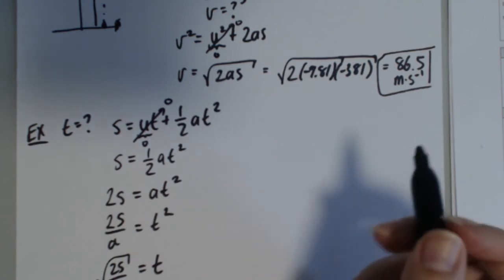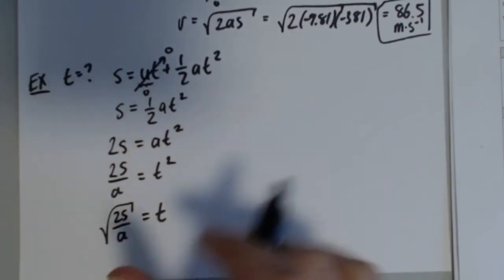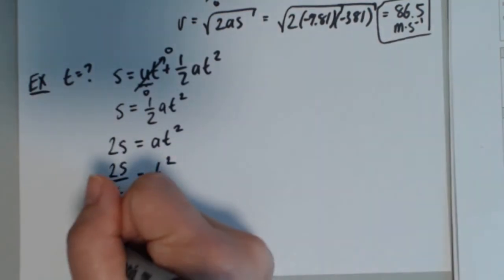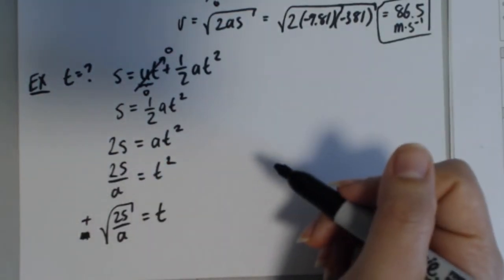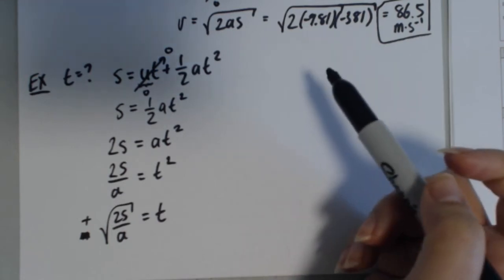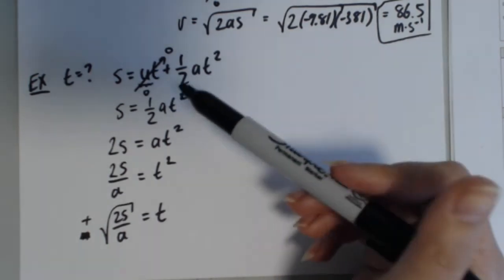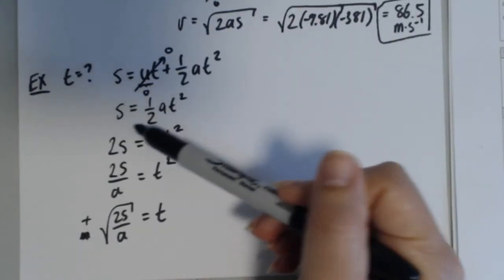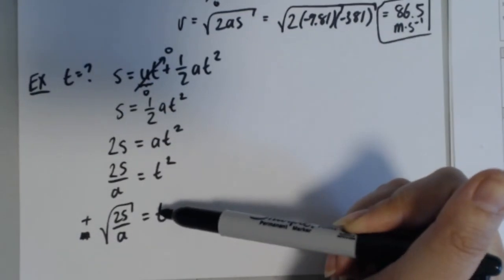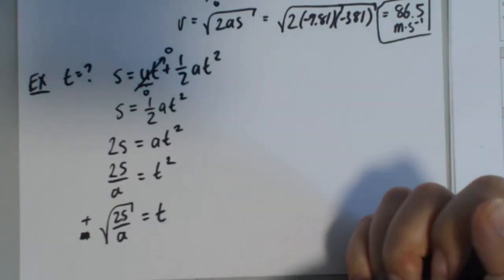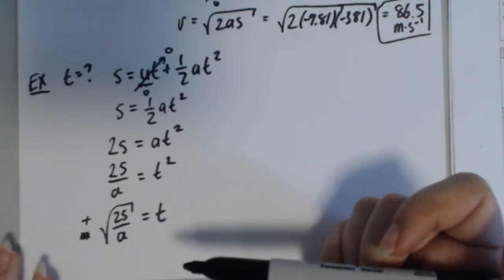Now, when you take the square root of something, you always end up with a positive and negative root. But it does not make sense for time to be negative, so we only keep the positive root. All right, what I would like you to be able to do, hopefully soon, is be able to get from this equation directly to this. So being able to rearrange it in your head and getting to this point. It's very important, and it will save you a lot of time.